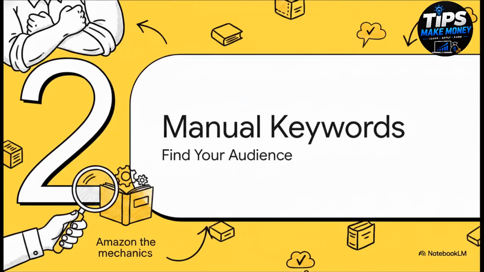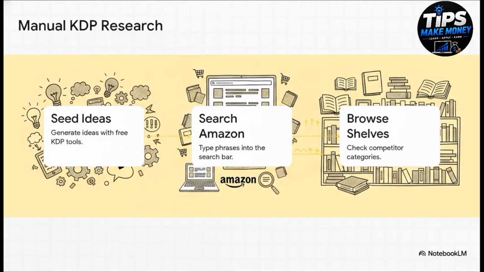Moving right along to Section 2, manual keywords and categories. Let's find your audience. Okay, so here's exactly how you manually build your keywords and categories. First, you use free prompt-based tools to generate some seed ideas, focusing on your genre, the setting, and your tropes. Next, you just manually type these phrases into the Amazon search bar to see what pops up organically, kind of like a reader would. Finally, click into the top competitor books and browse their category shelves. Manually searching for Amazon categories this way ensures you're placing your book exactly where it is most relevant to your content, putting it directly in front of your specific readers.